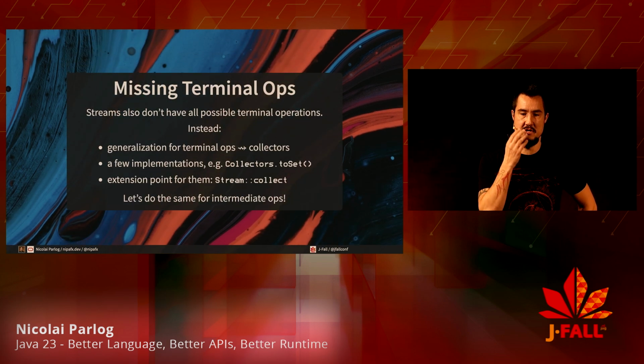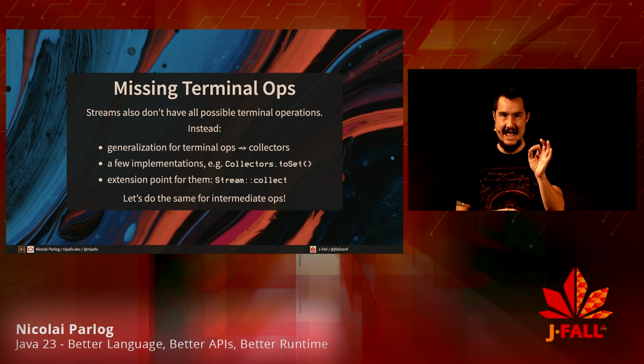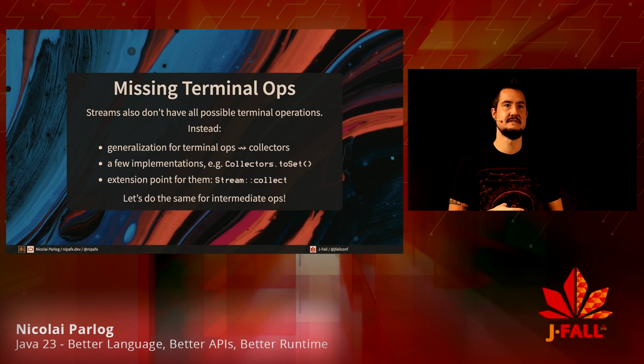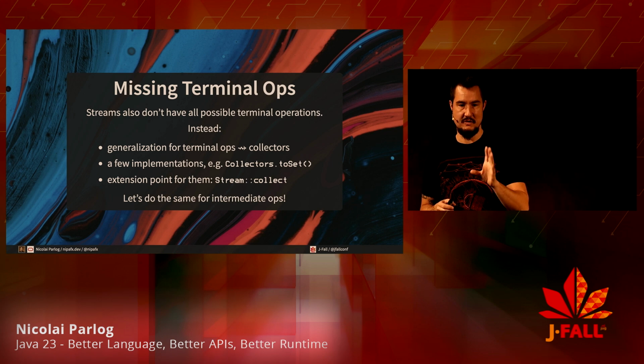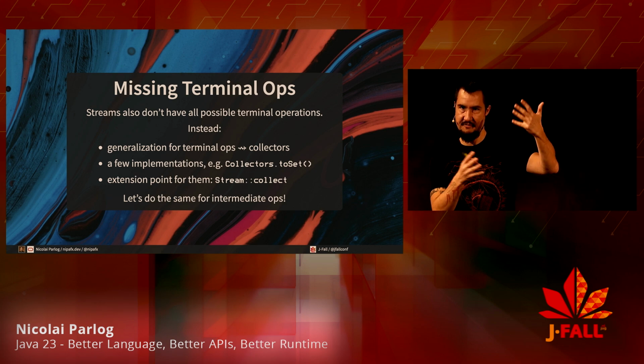Let's take a little detour. The same is true for terminal operations. Streams do not have all possible terminal operations that you might consider. But they have a bunch of them, right? They have something like reduce and toList since 16, so that's all good. But they have a general terminal operation called a collector. So the idea here is that whatever a terminal operation does, it's always the same kind of things.